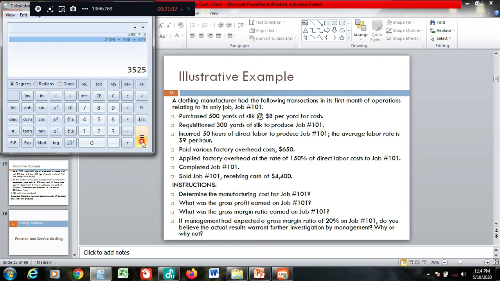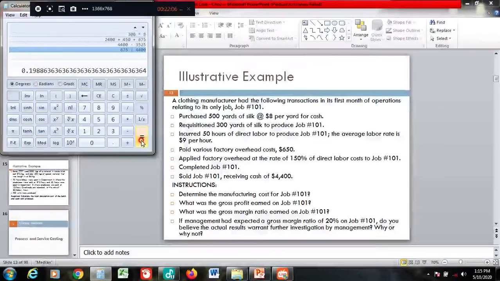So the total cost is determined, and then you can determine the gross profit. Gross profit is sales minus the manufacturing cost. The gross margin ratio is gross profit divided by the sales. So the gross profit margin is around 18.87 percent.